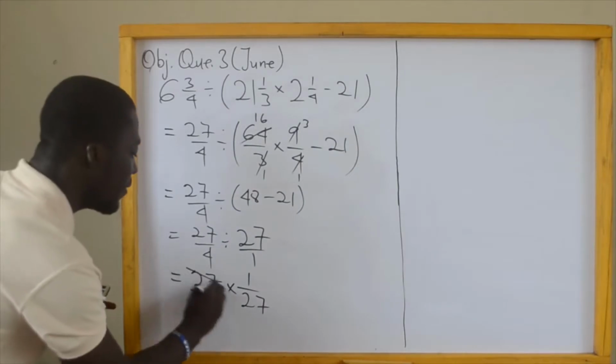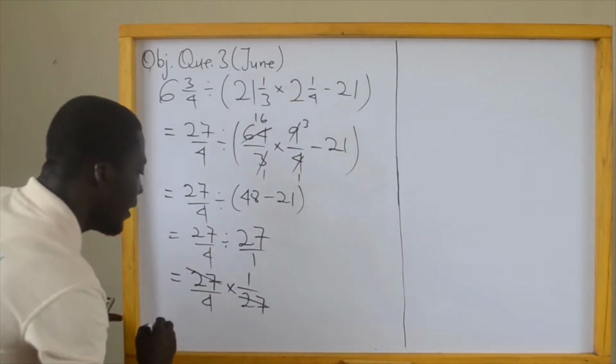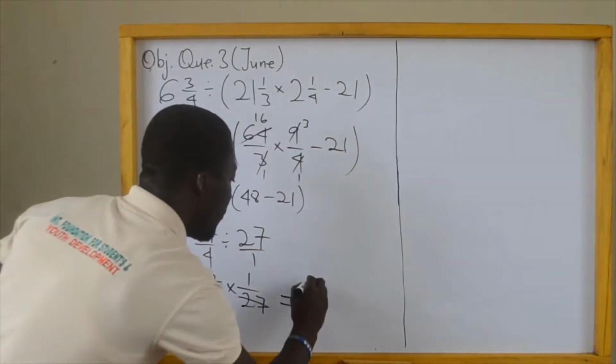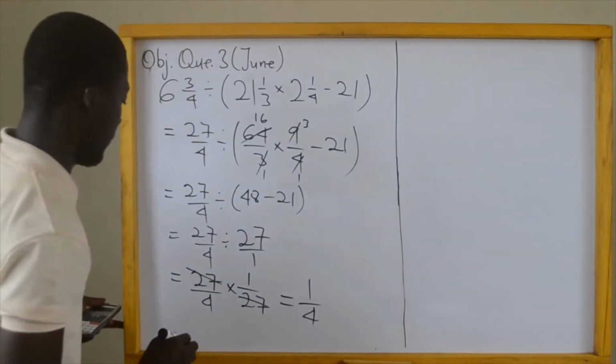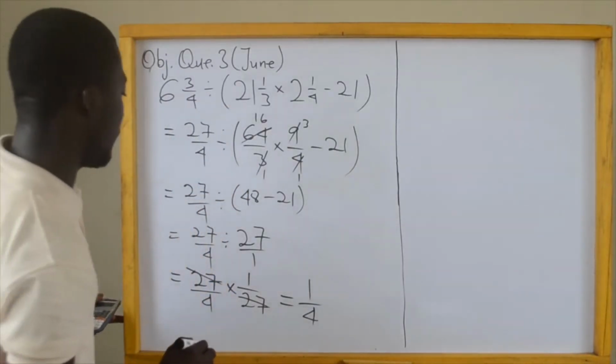And this 27 will cancel this 27. And we'll be left with 1 out of 4.